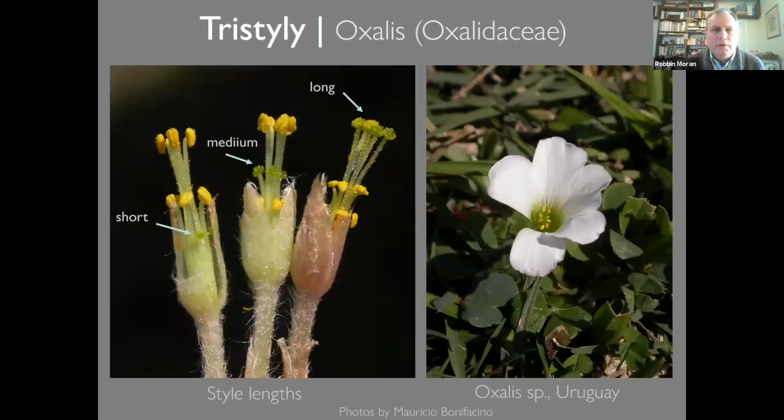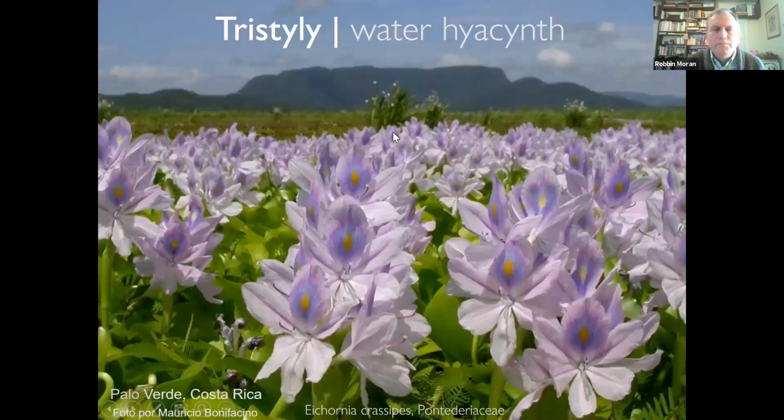Another great example of tristyly, three forms of flowers, is in oxalis, the wood sorrel. Here you can see short, medium, and long-styled flowers. Eichhornia crassipes, the water hyacinth, which is such a terrible weed in many parts of the world, is tristylous, as is Pontederia cordata in the same family, the pickerel weed.